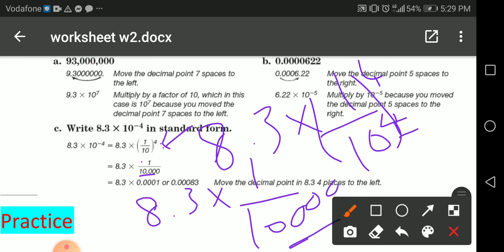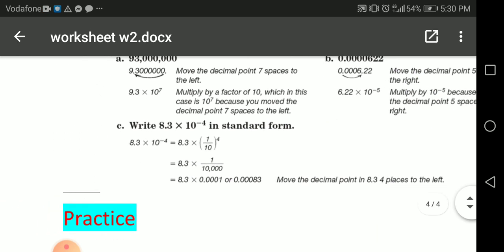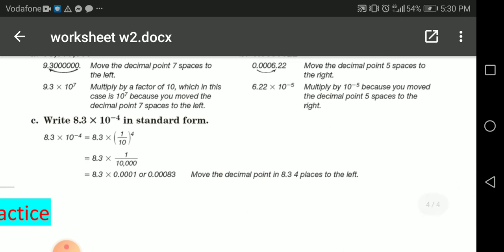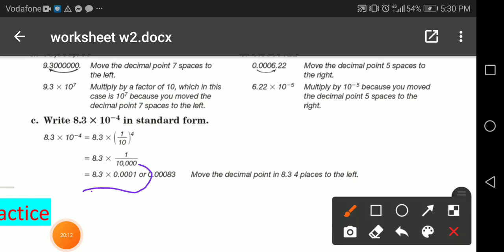Can you see this? Okay, guys, it's easy. So 1 over 10,000, as you see, is 0.0001. And if I multiply them, it will give me 0.00083. Okay, guys, move the decimal point of 8.3 4 places to the left. And I will let you keep it like this if it's easier for you.